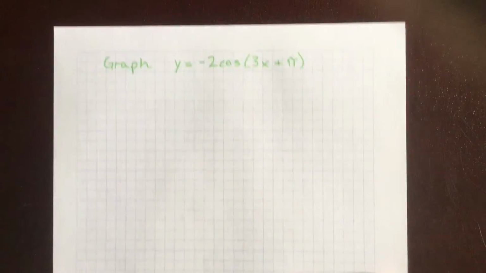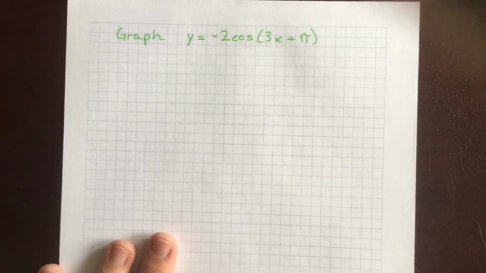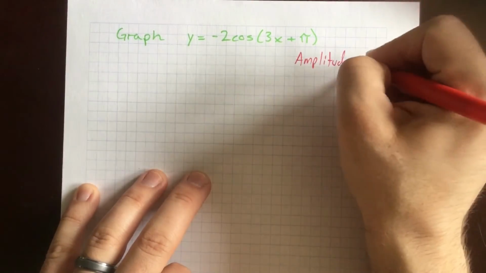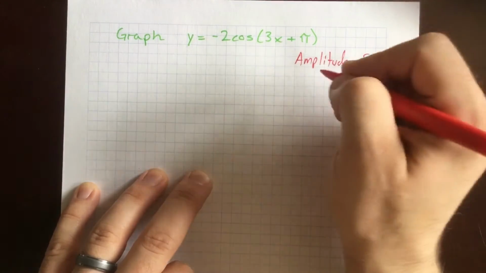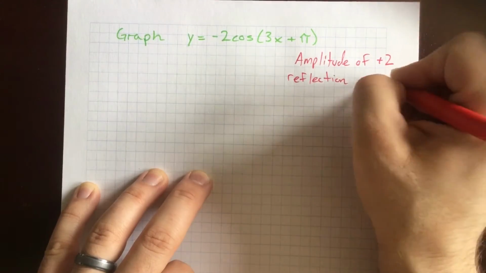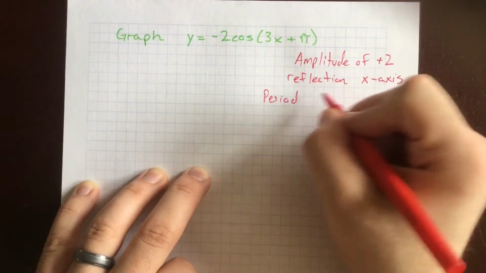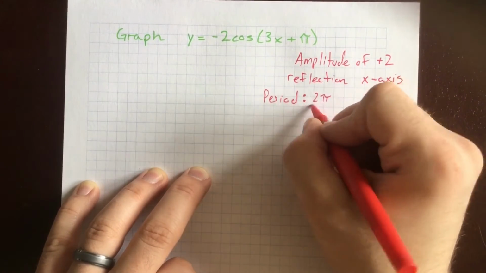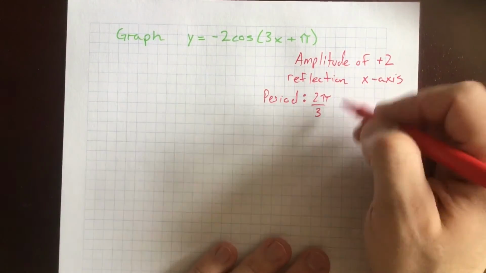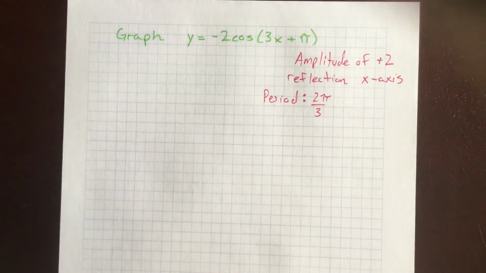So this next one, we notice right away how our inner part of the function is different. Just going through this, amplitude of negative 2, positive 2, because the negative conveys a reflection over the x-axis. And then a period of 2 pi over 3, which can simplify. So our period's 2 pi over 3, and I'm not going to write 0 to 2 pi over 3, because with the phase shift, it's not that.